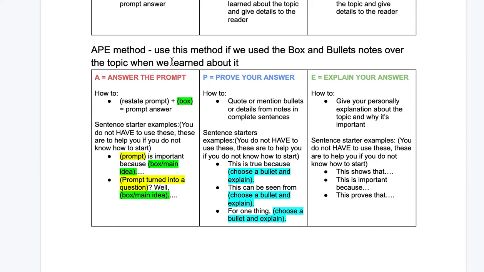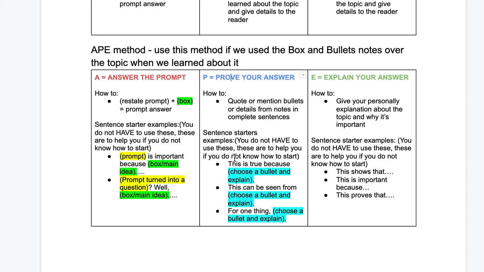So if I give you an article or something from an informational expository text to read, we would do the box and bullet methods, right? So you would use any box and bullets you remember in your brain, and you can do the APE method to respond to a prompt. A means you answer the prompt, and I give you some sentence stems that you can use right here in answering the prompt. P means to prove your answer.